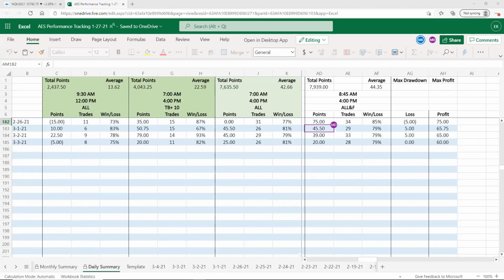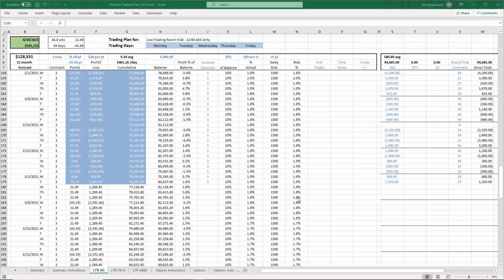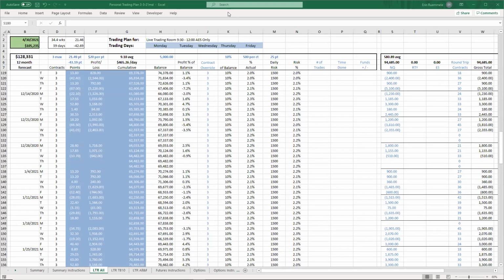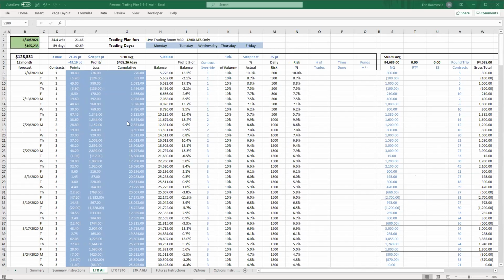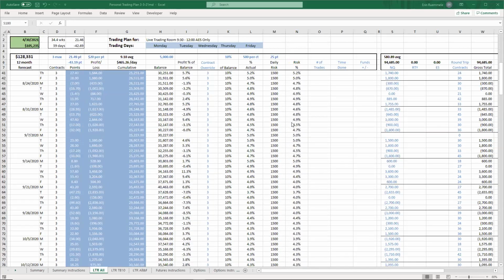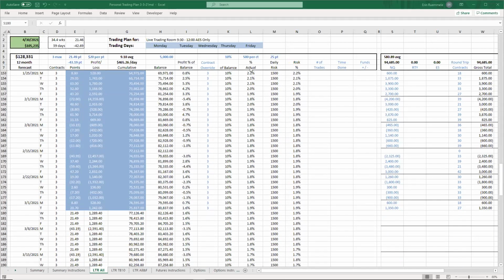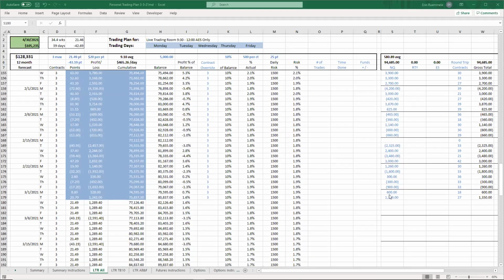So we've already filled in Monday and Tuesday, both winning days here. And now we'll go and fill in today. Let's see. Let's try this again. There we go. So we started with the $5,000 account, started with one contract. It wasn't showing on my screen for some reason, but here we go. And then scaled up to 3 contracts. So Monday and Tuesday of the 9:30 to noon, AES only, were both profitable, and we'll add in today.